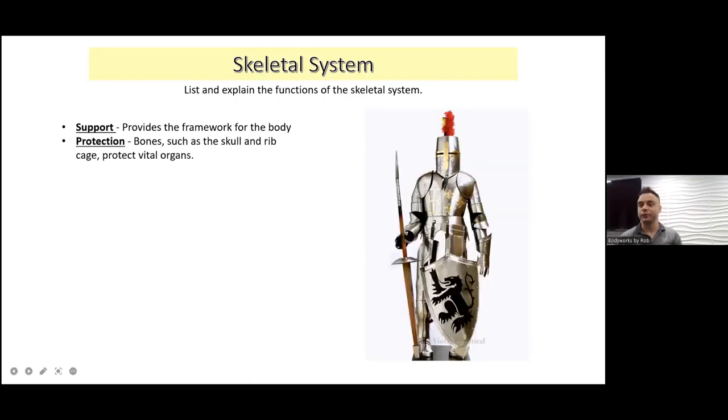It gives us that shape, right? Of course, these bones also protect our vital organs, right? Our skull will encase our brain and protect that, as well as our rib cage houses the lungs and the heart, protects those as well.